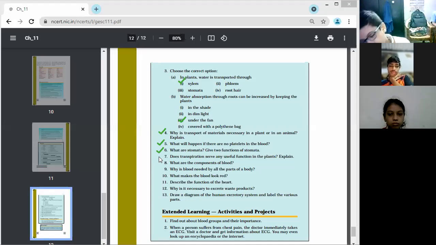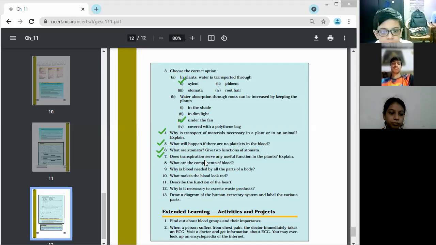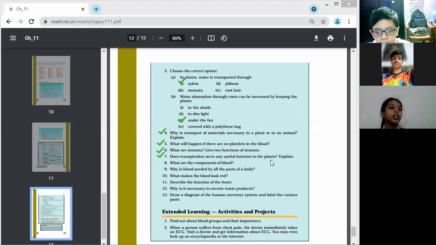Okay, beta. So these are the two functions. The first function of stomata is to help in the exchange of gases. And second is it provides a suction pull. Next, number 7: does transpiration serve any useful function in the plants? Explain. So just as we have done, you will write down the definition of transpiration as well as the two uses of it. Okay. Next, Vansh Sharma, what are the components of blood?